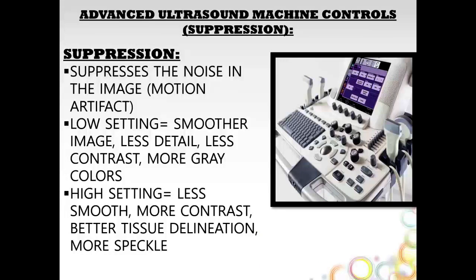Suppression. This suppresses the noise in an image, which is a motion artifact, mostly. A low setting, you're going to have a smoother image, less detail, less contrast, more gray colors. High setting, exactly the opposite. That image is going to be less smooth, higher contrast between different structures. You can delineate between different tissues better, and more speckle. So again, moderation, you want these settings to generally be somewhere in the middle, not too high or too low.